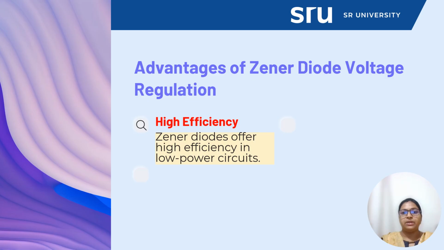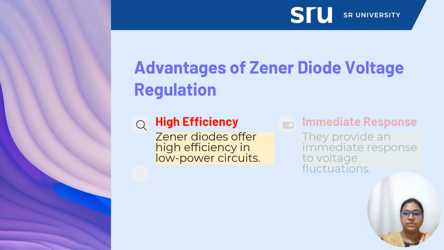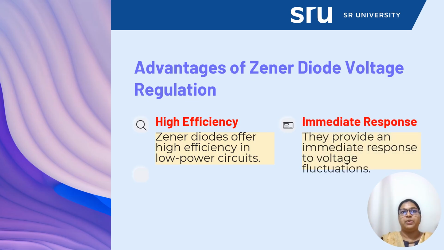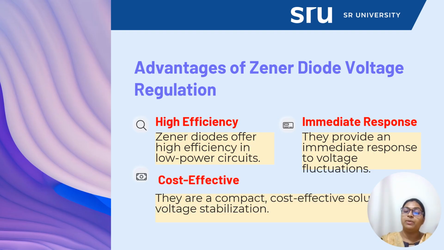There are various advantages of the Zener diode as a voltage regulator. First of all, it is high efficiency. The Zener diode offers very high efficiency in low power circuits. Immediate response: the Zener diode response is very immediate to voltage fluctuation. So it gives device protection. Cost effective: they are very compact, a cost effective solution for voltage stabilization.